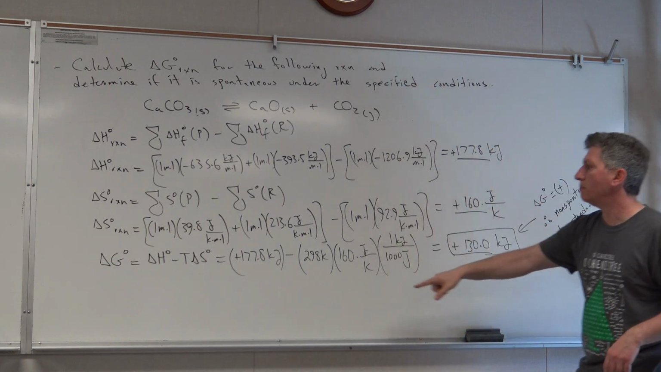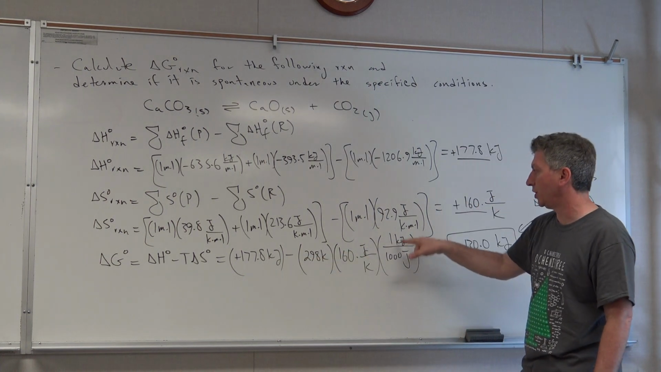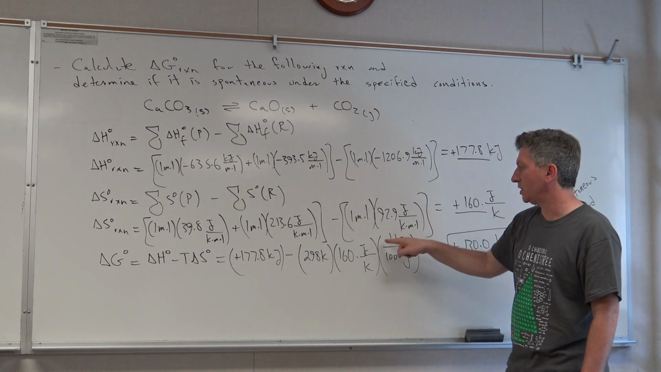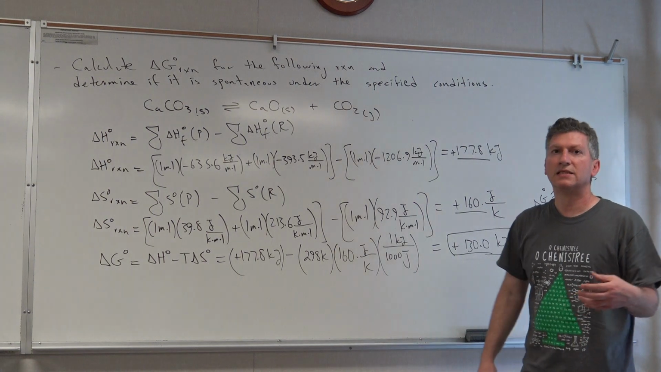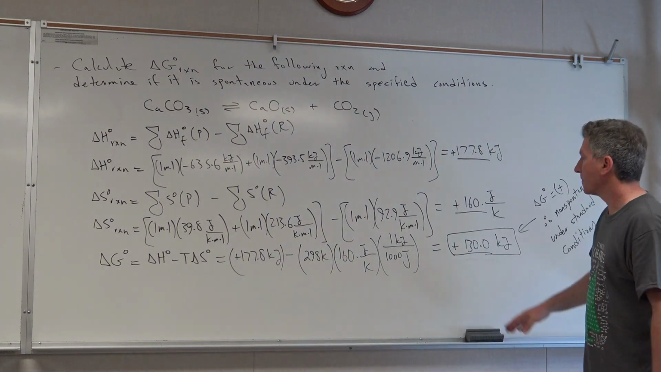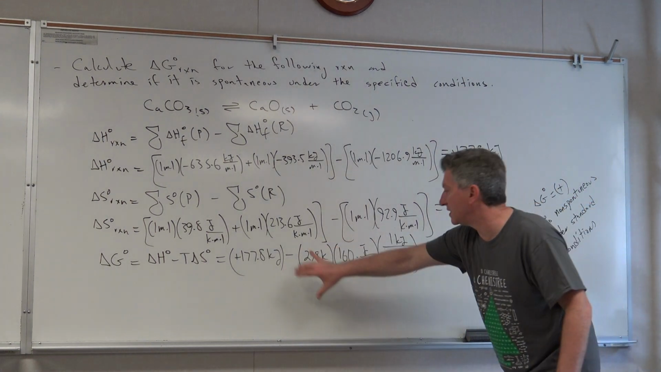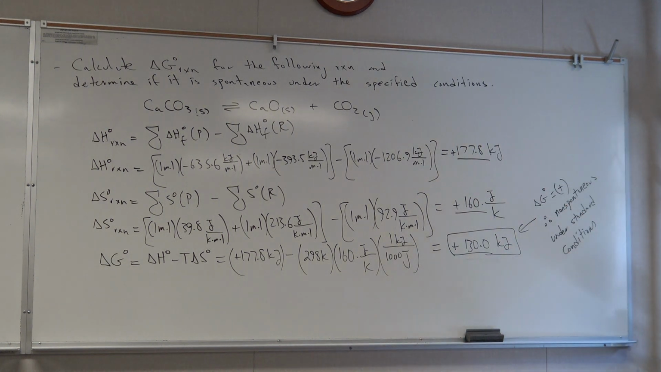So then you plug that in. The only thing is, make sure you convert the joules into kilojoules, because usually delta S is in terms of joules, not kilojoules. So once you convert into kilojoules and these two have the same units, when you add them, you get plus 130 kilojoules.